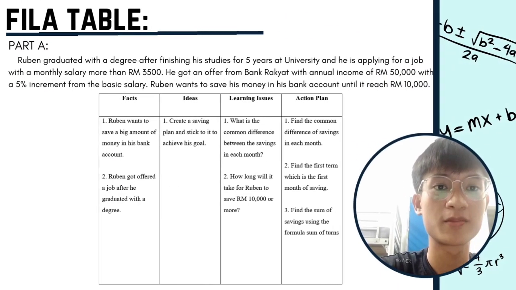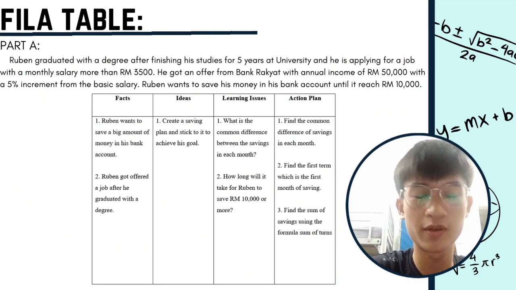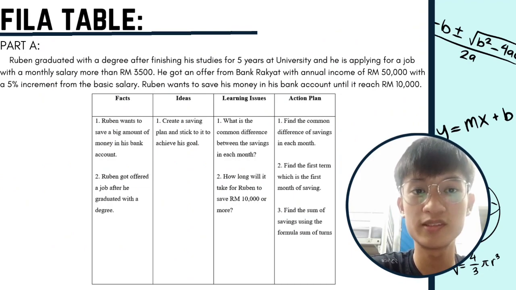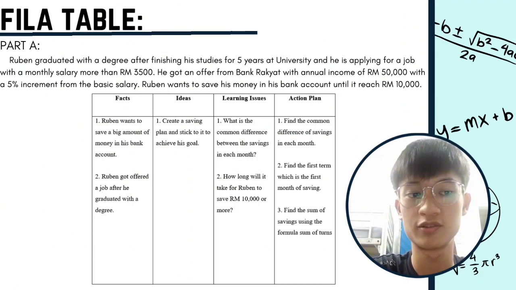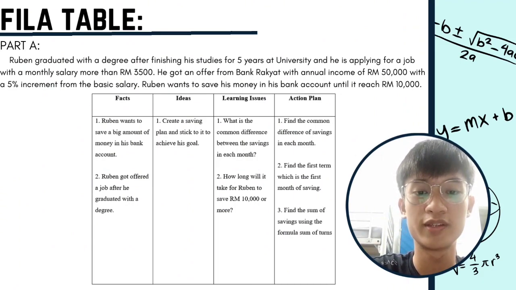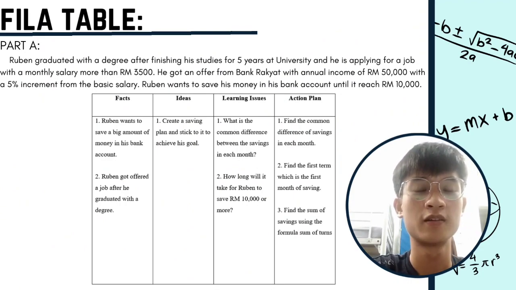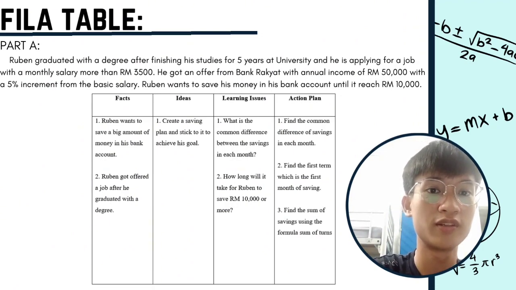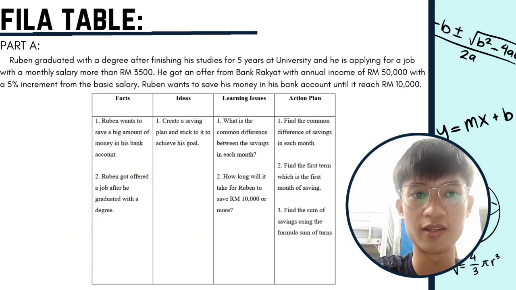Let's discuss the Phila table. So for the Phila table, we have part A and also part B. Part A is arithmetic progression and part B is geometric progression. For arithmetic progression, Ruben just graduated with a degree after finishing his studies in university, and he is applying for a job. He demands a job with a salary of more than 3,500 per month. Ruben got an offer from Bank Rakyat with an annual income of 50,000 a year, including a 5% increment from the basic salary.